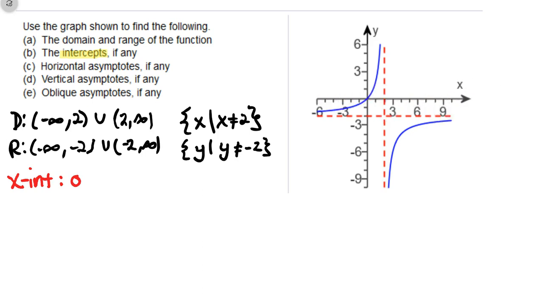Then we have y-intercepts. The y-intercept is where the graph is crossing the y-axis, and we have that happening also at 0. We have a y-intercept at 0.